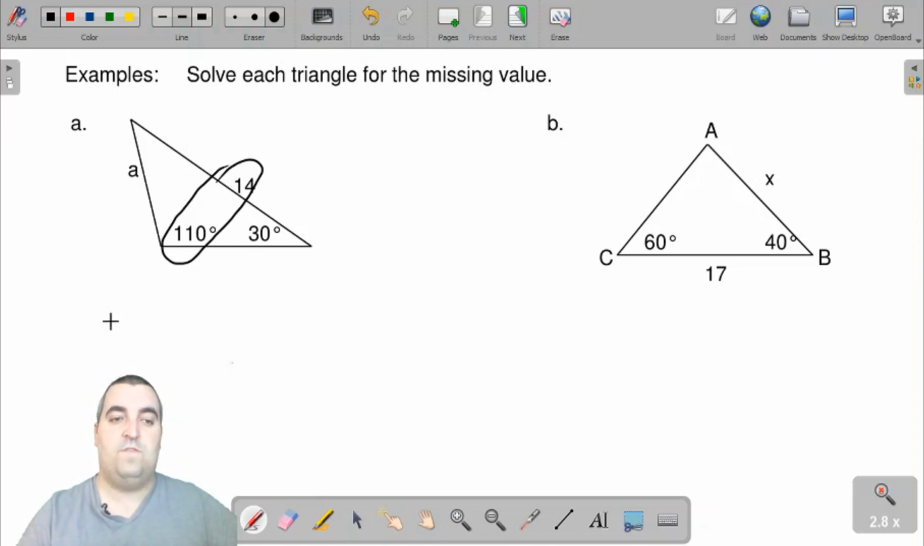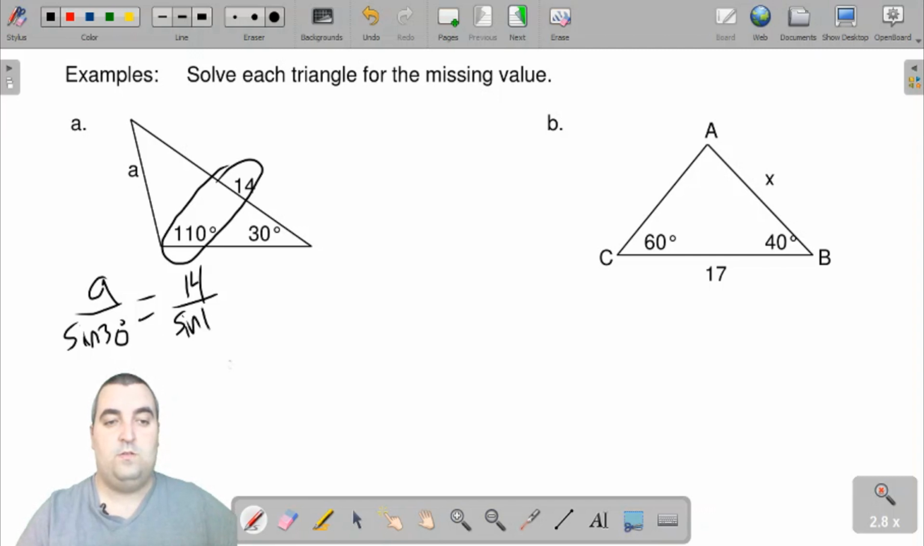So because we're looking for a, I'm going to say a over, then the angle across from it is 30 degrees, so sine of 30 degrees equals, and then the side that corresponds to the 110 is the 14. So there's the setup, and now it's a nice easy problem to solve because we want to solve for a, so we just need to multiply both sides by sine of 30.